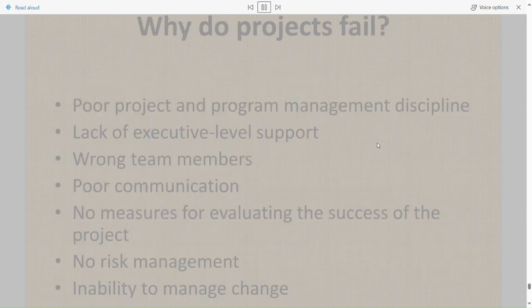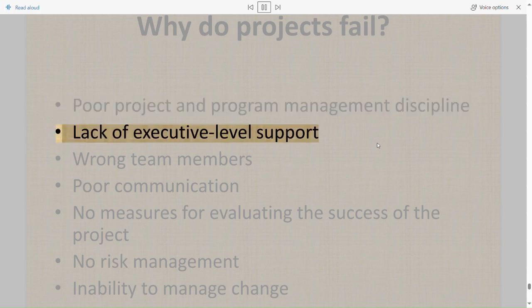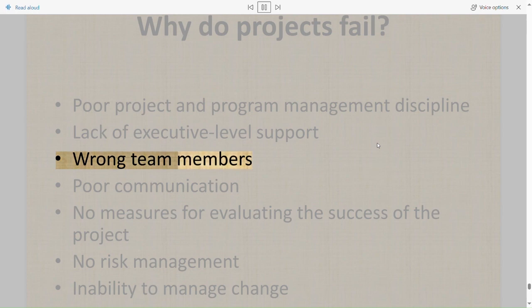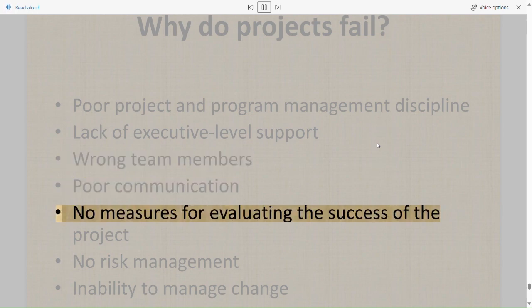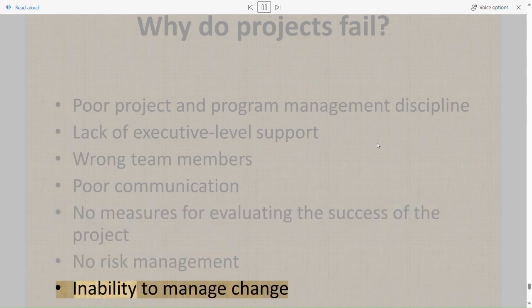Why do projects fail? Poor project and program management discipline. Lack of executive level support. Wrong team members. Poor communication. No measures for evaluating the success of the project. No risk management. Inability to manage change.